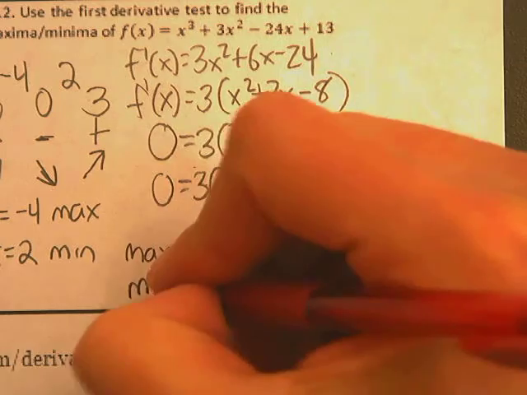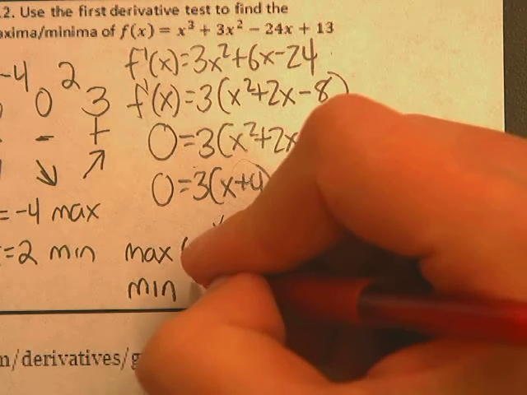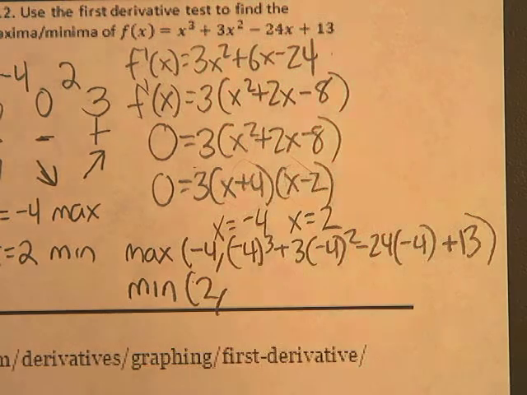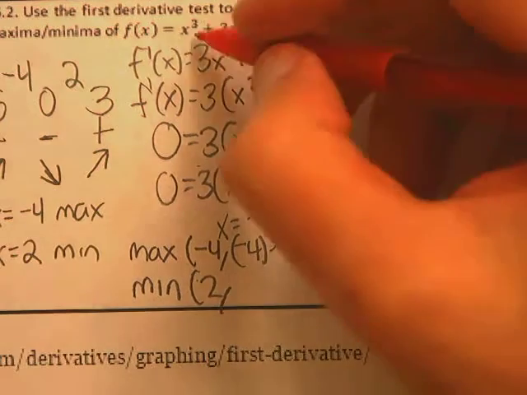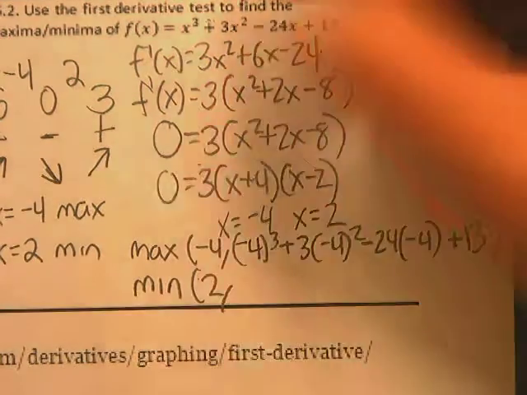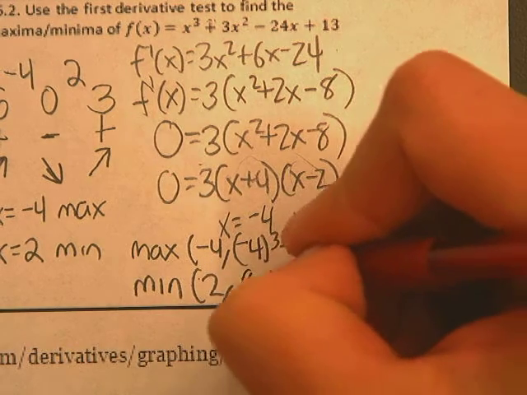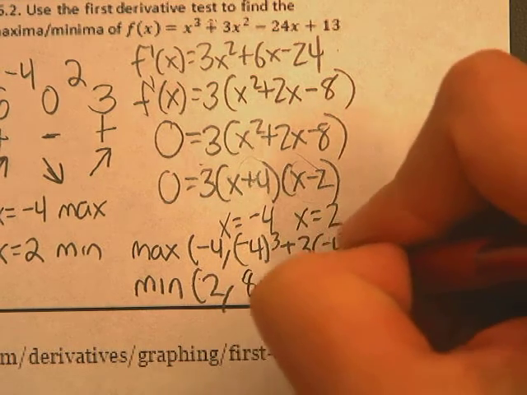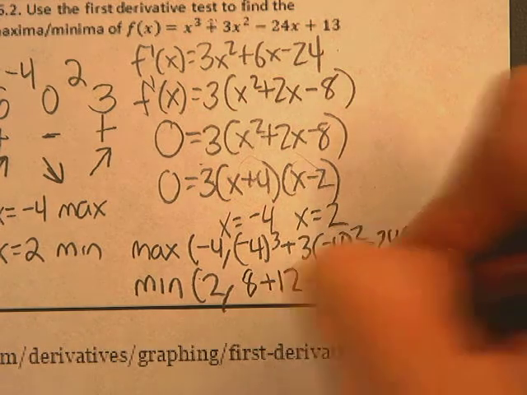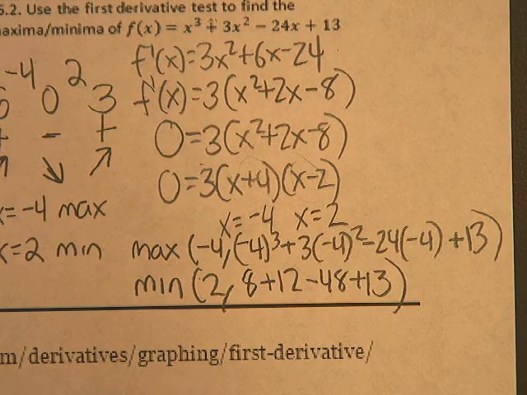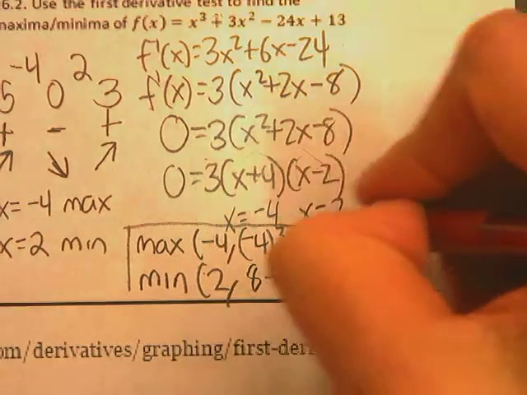And our minimum, this happens at 2, comma, and now I can just plug 2 back into the original function. So 2 cubed, oh, I know that's 8, plus 12, minus 48, plus 13. And I don't need to simplify this. I'm not looking for you to simplify this. I'm just looking for you to give me 2 points.